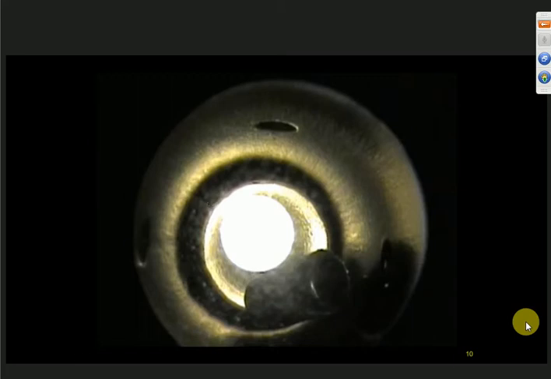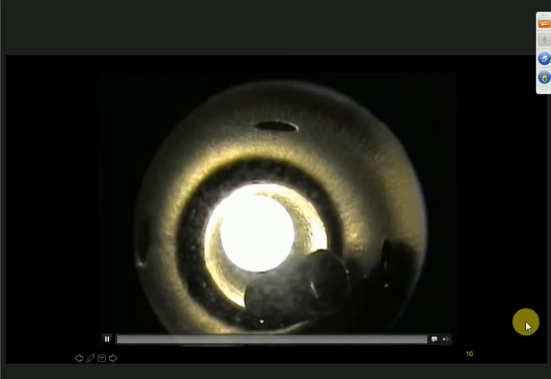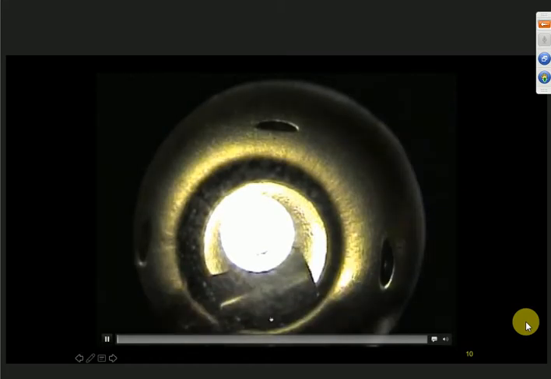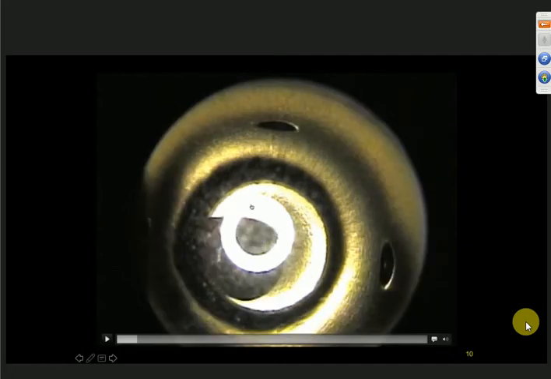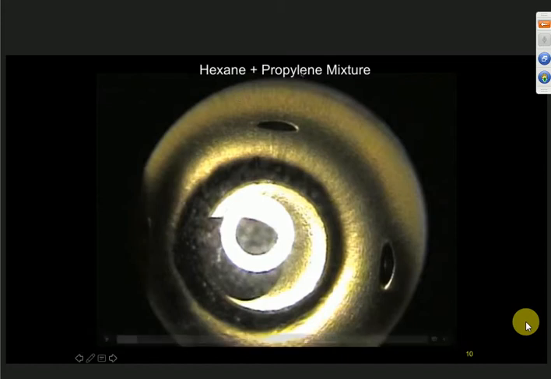Okay, this is a video where I would like to show you the bubble point measurements. When you look at this, it looks like an empty cell. Actually, it is not. This cell is filled with a hexane plus propylene mixture. Hexane is a liquid at ambient condition, and propylene is a gas. We raise it to high temperature. Now this cell is at 150 degrees C.